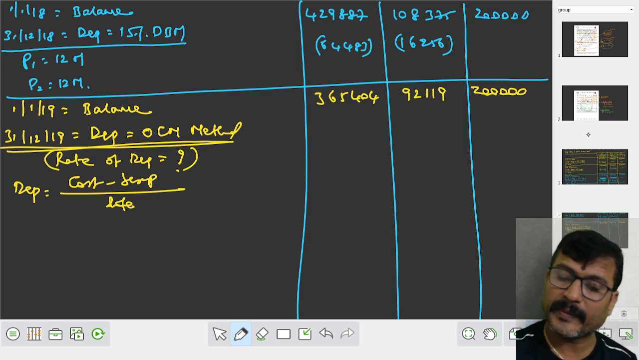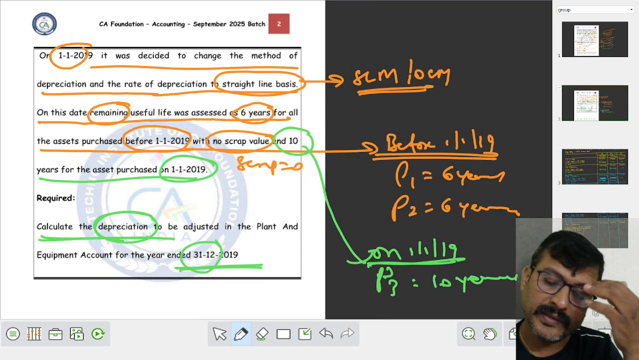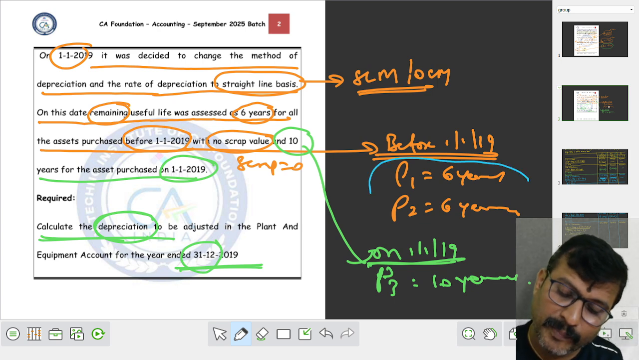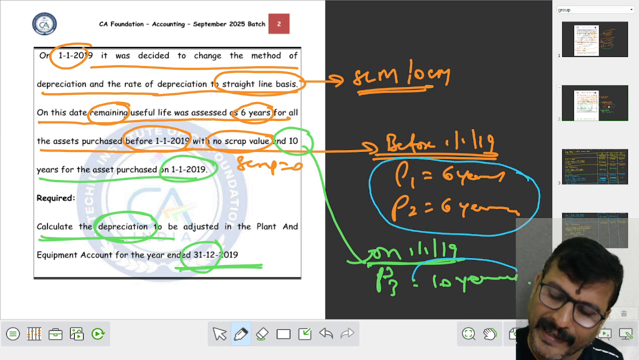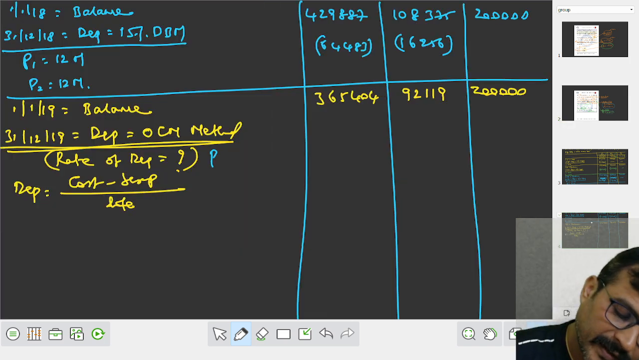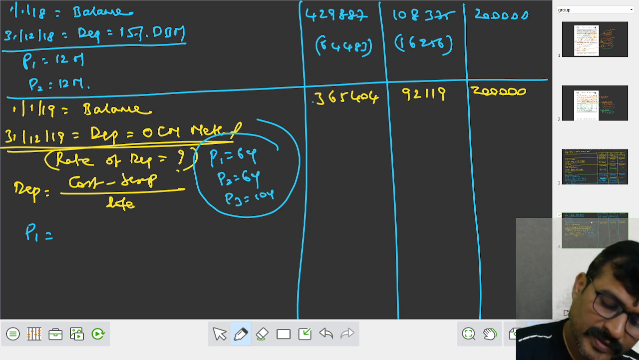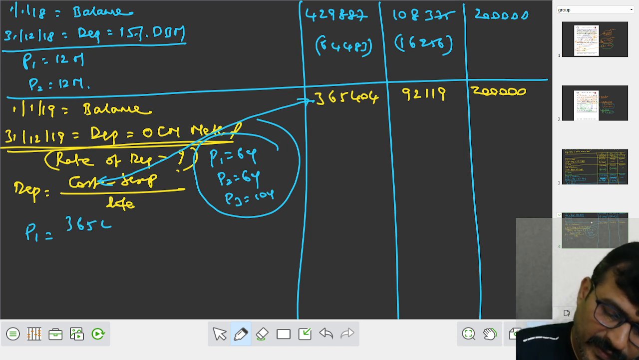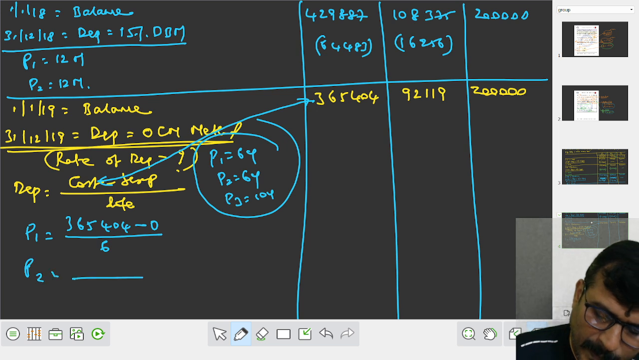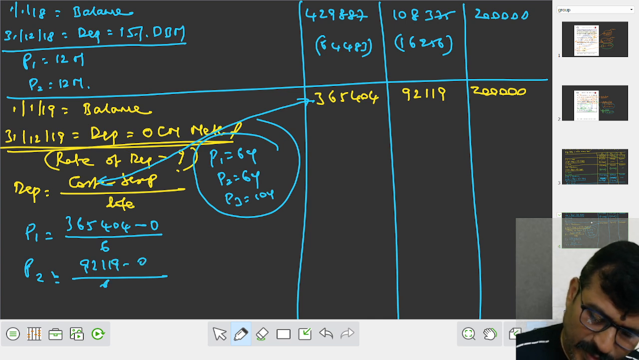How much life? As per the previous calculation, we came to know that plant 1, plant 2 had a life of 6 years and plant 3 had a life of 10 years. Here I will write plant 1 6 years, plant 2 6 years, plant 3 10 years. Let me write for plant 1. What is a cost? This is called cost. 3,65,404. No scrap value. Life is 6 years. Plant 2. 92,119 minus 0 by 6 years.